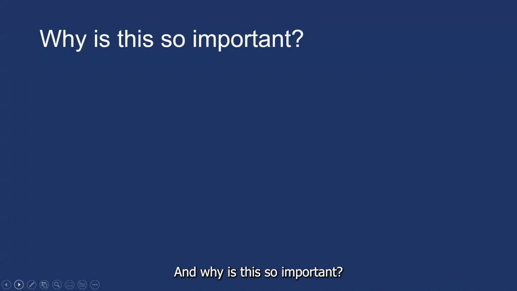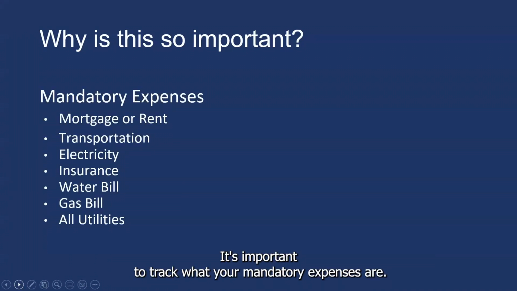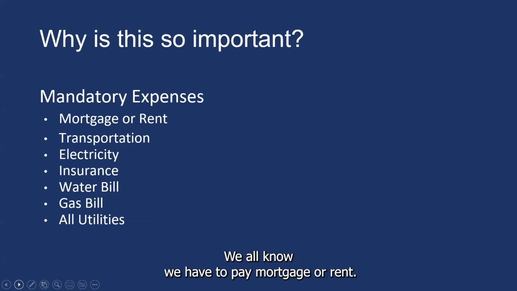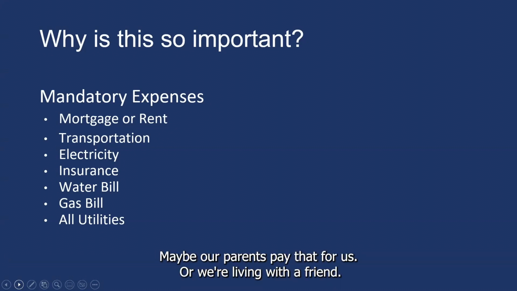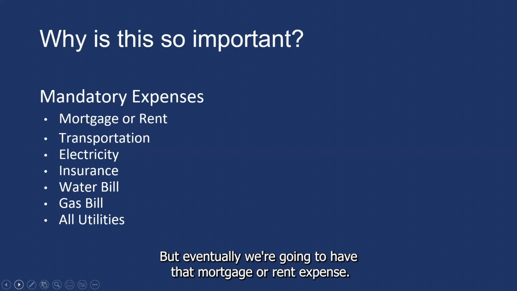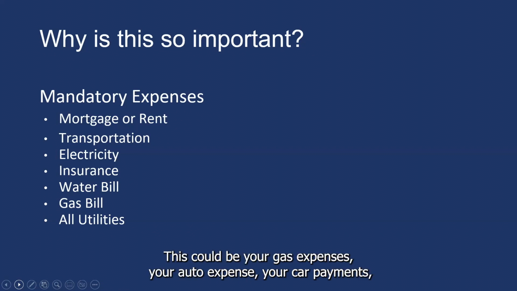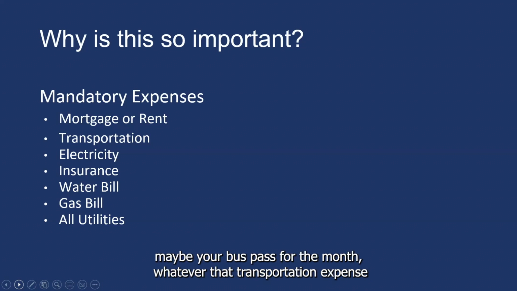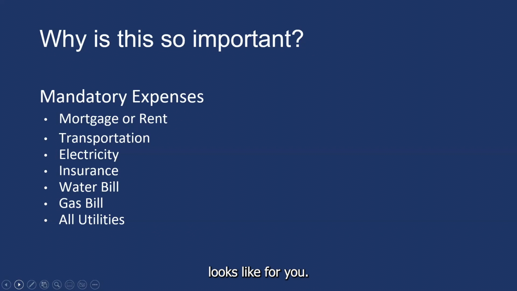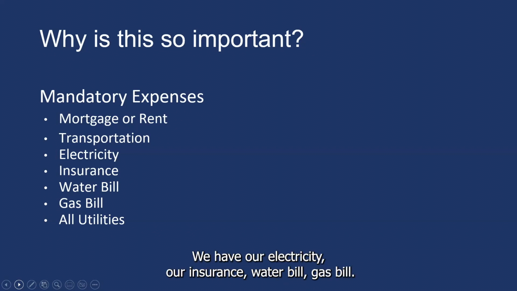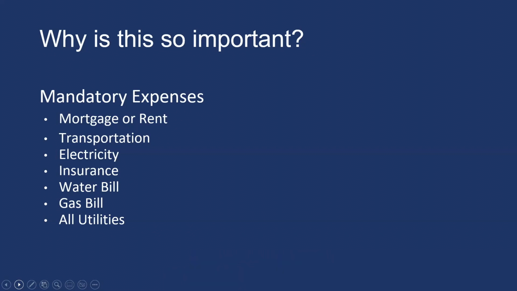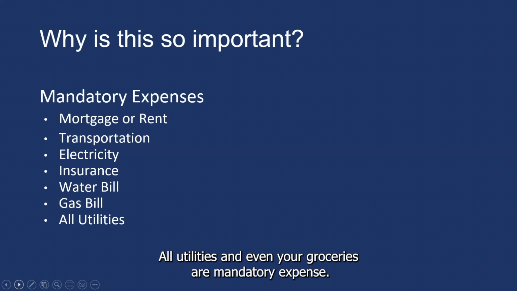And why is this so important? It's important to track what your mandatory expenses are. We all know we have to pay mortgage or rent. Maybe we're not there yet. Maybe our parents pay that for us, or we're living with a friend, but eventually we're going to have that mortgage or rent expense. Transportation, this could be your gas expenses, your auto expense, your car payments, maybe your bus pass for the month, whatever that transportation expense looks like for you. We have our electricity, our insurance, water bill, gas bill, all utilities, and even your groceries are a mandatory expense.